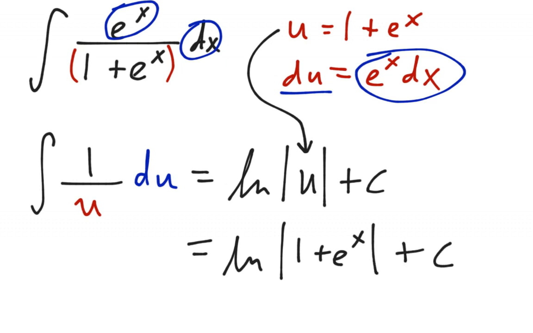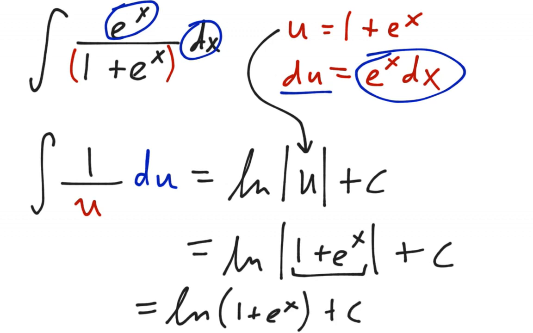plus c. You might see this answer rewritten in a multiple choice question because 1 plus e to the x is always positive, because e to the stuff is positive and adding 1 keeps it more positive. So you might see this with the absolute value signs dropped because they are redundant, but this would be your final answer, just like that. So that's an introduction to integrals of this form. Pretty straightforward. Have fun.